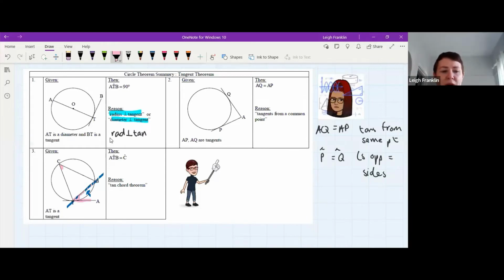And it works back the other way as well. If I know the size of the angle at C, I can say that BTA is also going to be 60 degrees because of tan chord theorem.